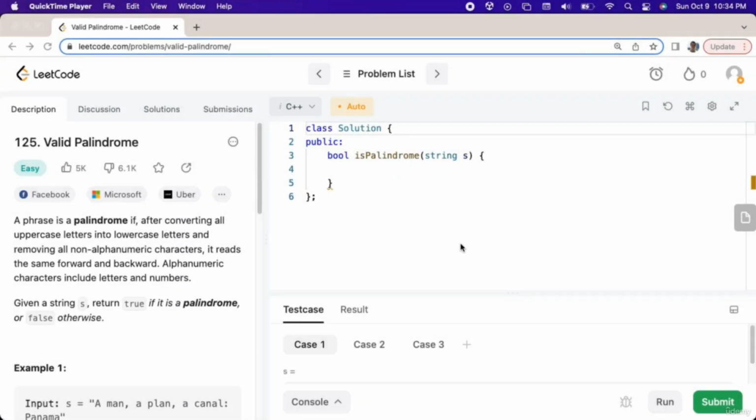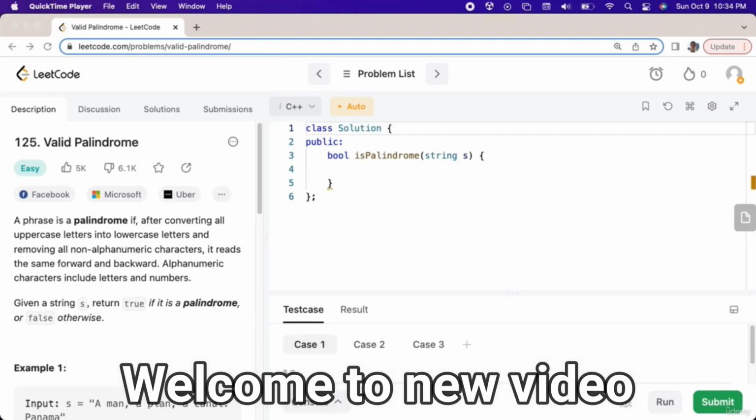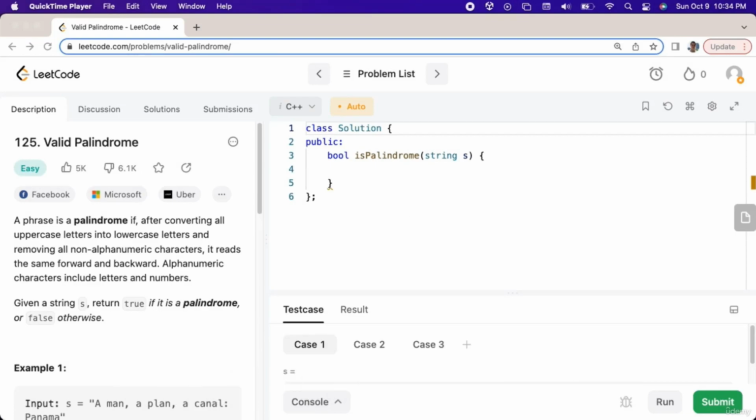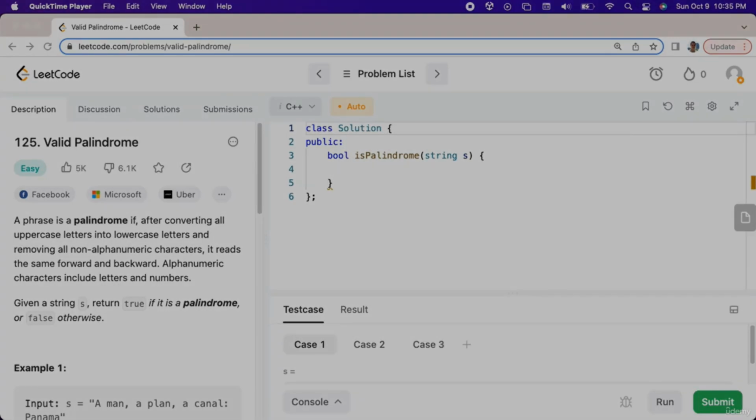In this video, we will take a look at the algorithm for checking if a string is a valid palindrome. A phrase is a palindrome if, after converting all uppercase letters into lowercase letters and removing all non-alphanumeric characters, it reads the same forward and backward. Alphanumeric characters include letters and numbers. Given a string S, we are asked to return true if it is a palindrome or false otherwise.